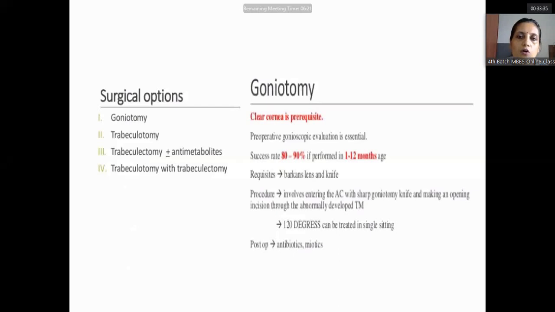And surgical options are goniotomy, trabeculectomy, and antimetabolites, and trabeculotomy with trabeculectomy. Nowadays we do not go for goniotomy or trabeculectomy alone. We have the fourth one, which is the trabeculotomy with trabeculectomy. So this is the desired surgical treatment of our choice.